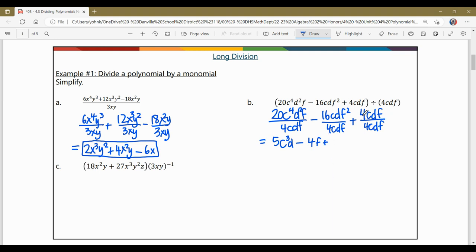Plus, and now 4 cancels with the 4. C's cancel, D's cancel, F's cancel. You have to be left with something. You are left with the number 1. So 5c cubed d minus 4f plus 1.